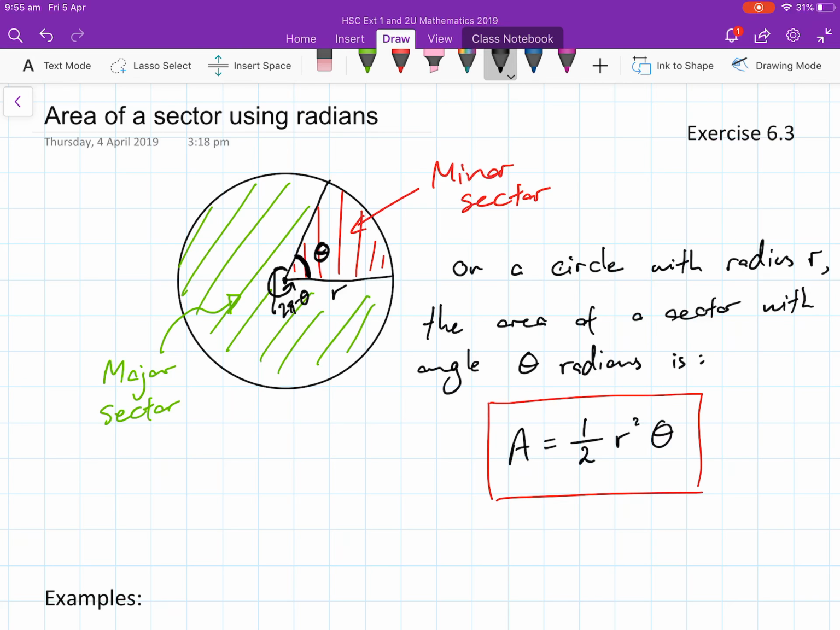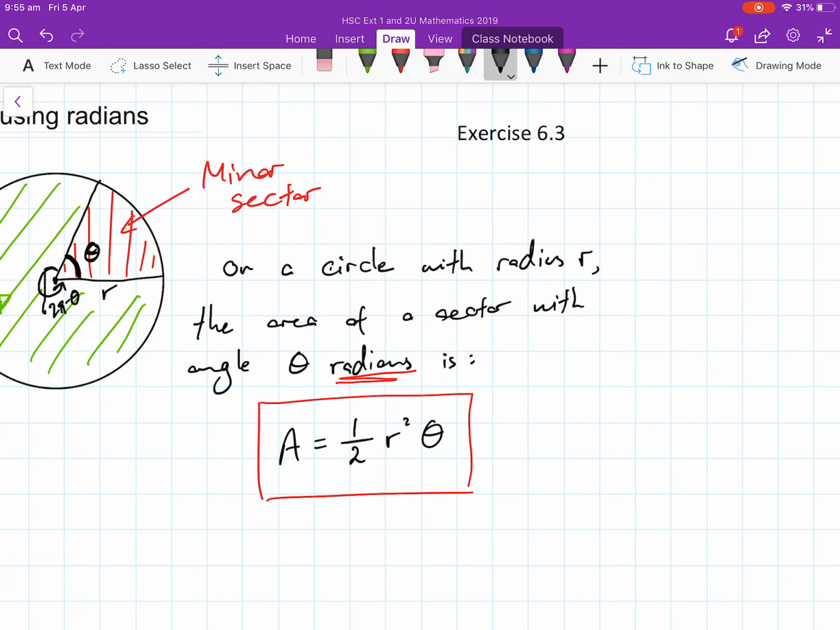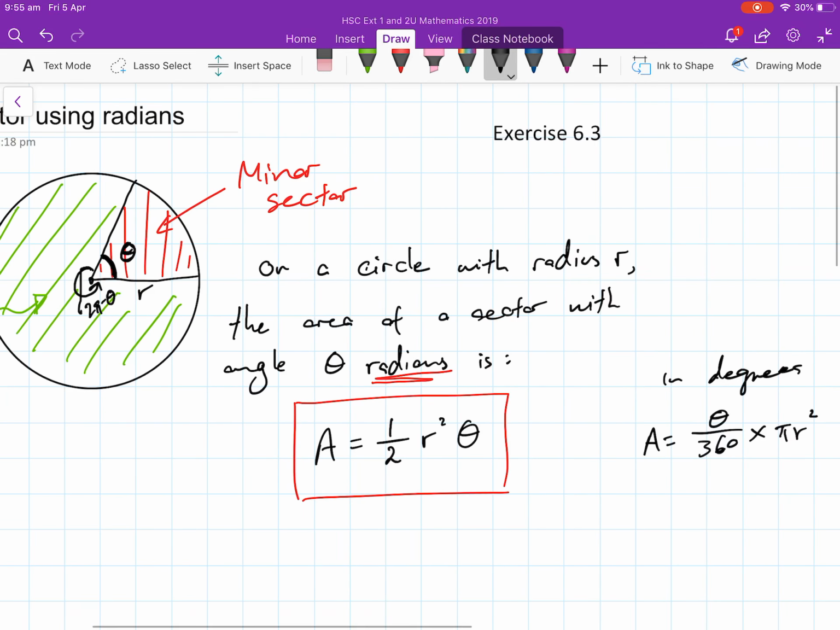So on a circle with radius r, the area of a sector with angle theta radians, and it has to be in radians, I'll underline that, is half r squared theta. Again, if we think back to how we used to do it with degrees, you actually have to build the conversion in. In degrees, it was A equals theta over 360 times pi r squared. So we don't have to do that now. It's just half r squared theta, because if you convert that degrees into radians, it actually builds that in.